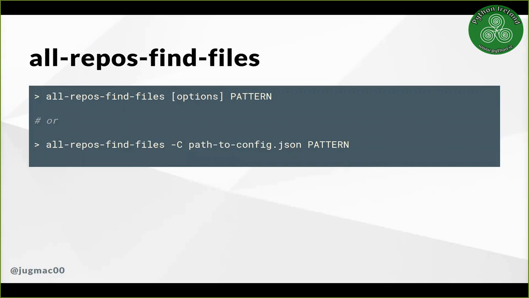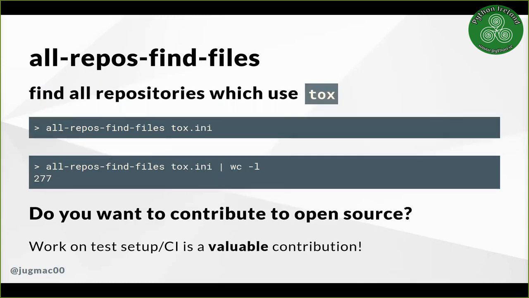The next command is all-repos-find-files. As the name suggests, you can find files in all your repositories. I use this to find out which repositories use tox. So I searched for the tox.ini, and I found 277 repositories, so a couple of ones are missing. And by the way, when you want to contribute to open source, you can also work on test setup or CI. This is also a very valuable contribution.